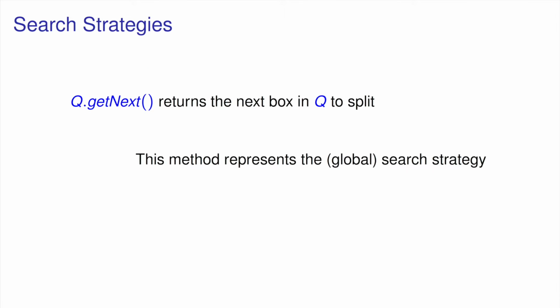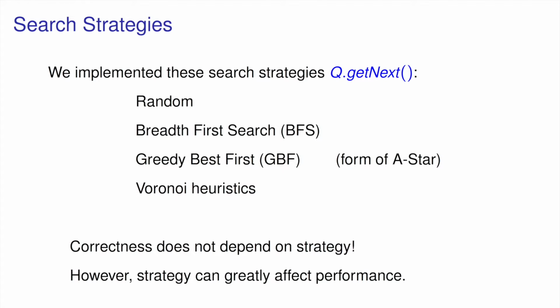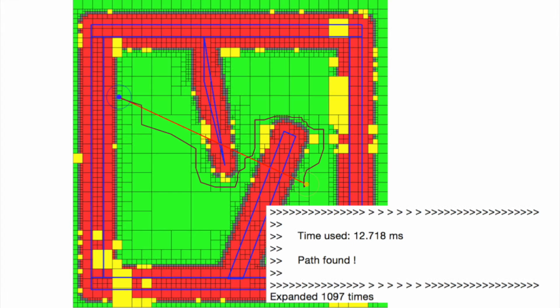The getNext method of the queue represents the global search strategy. We use several search strategies for the priority of the queue. Note that the choice of strategy does not affect correctness, but may affect performance. Here is a path found where the boxes were chosen using the random strategy, and typical of the random strategy, we find that most boxes have been definitively classified into green or red.